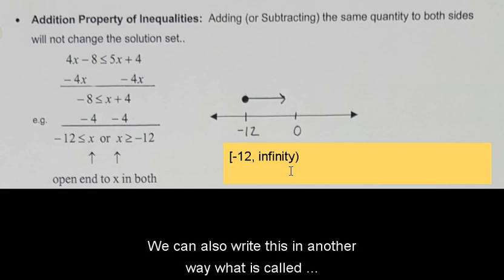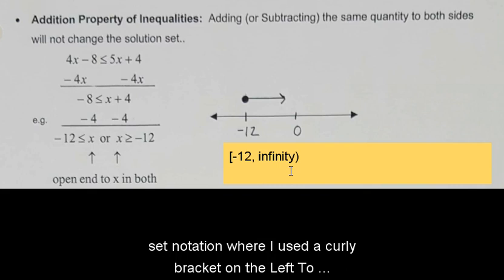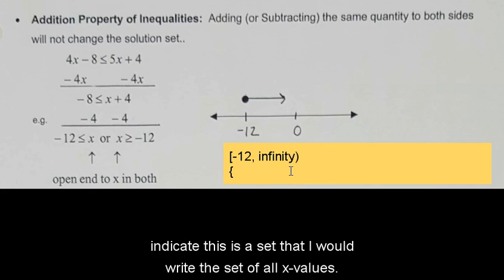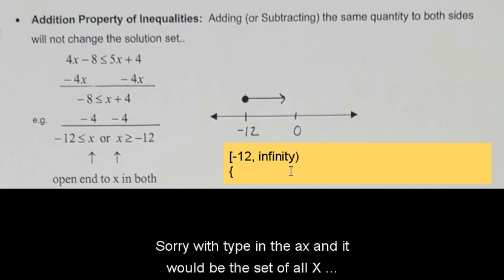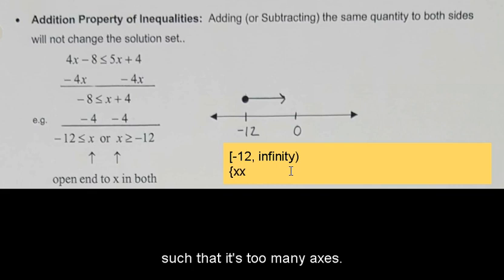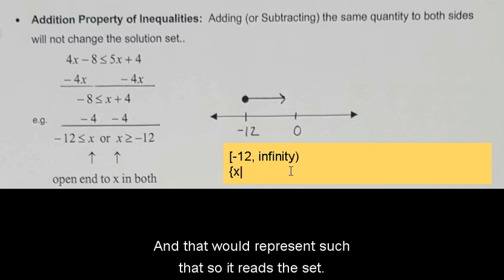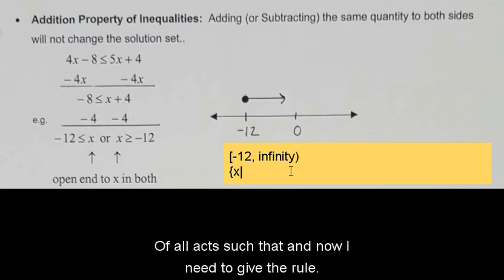We can also write this in another way, what is called set notation, where I use a curly bracket on the left to indicate this is a set. Then I would write the set of all x values. So I would type in the x, and it would be the set of all x such that... I would put in a long vertical bar, and that would represent "such that." So it reads the set of all x such that, and now I need to give the rule.